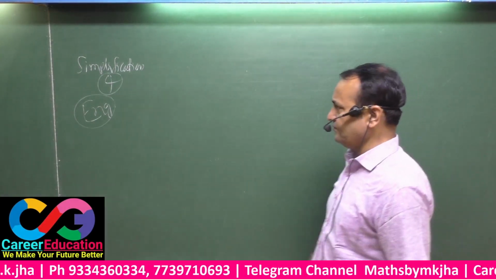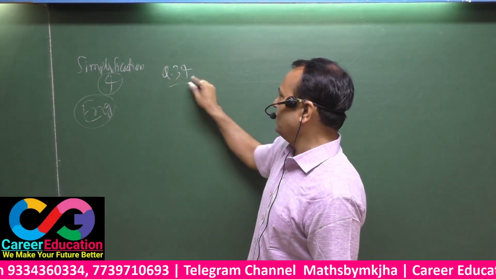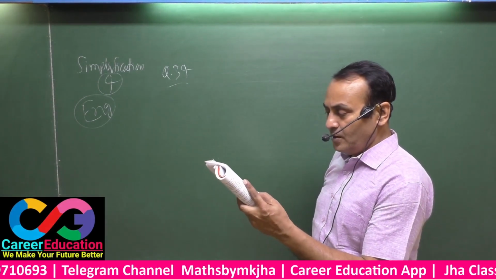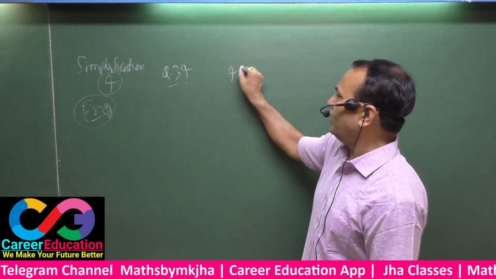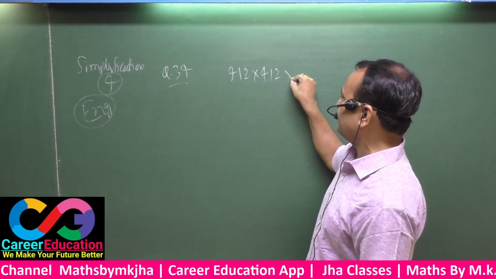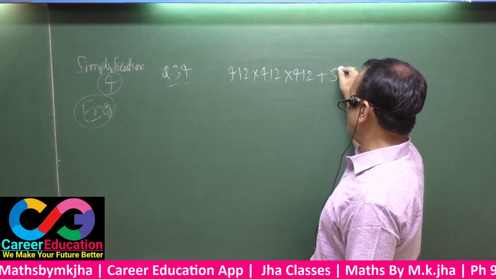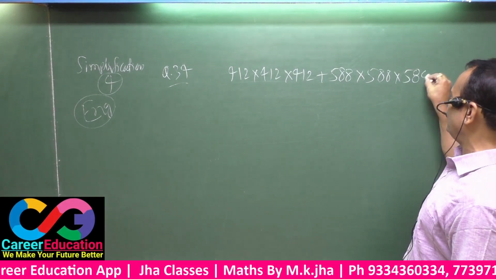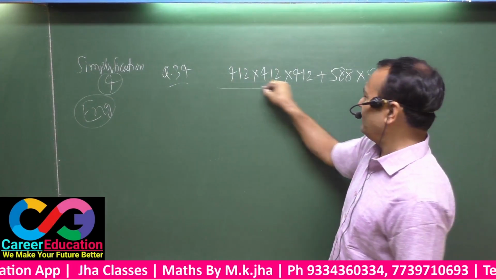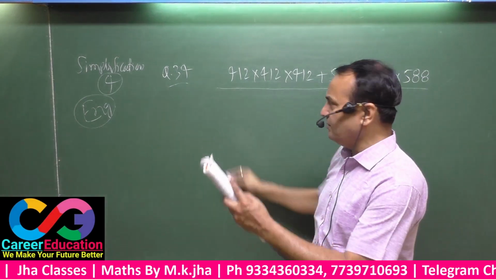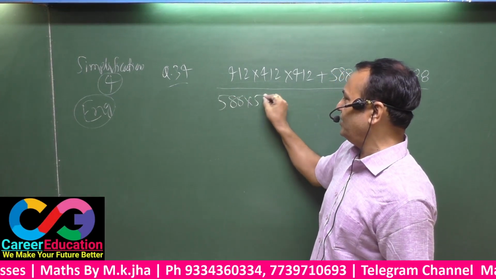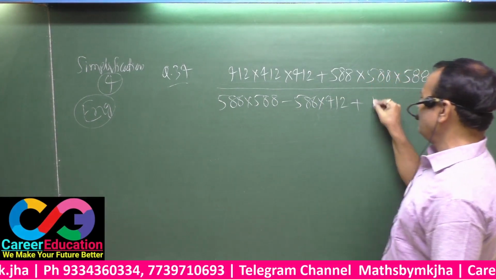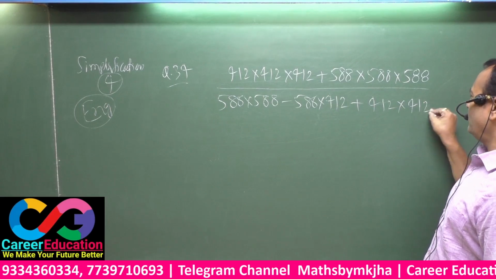Now, question number 34. This is also the same question, but this question is in expanded form. See here, 412 into 412 into 412 plus 588 into 588 into 588, divided by 588 into 588 minus 588 into 412 plus 412 into 412 equals what?